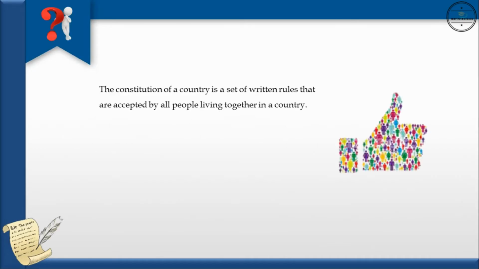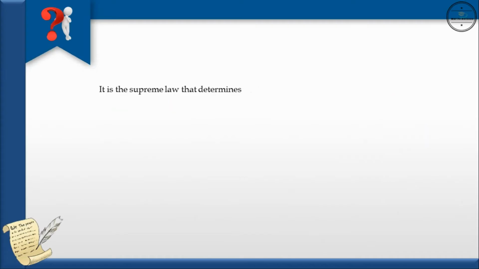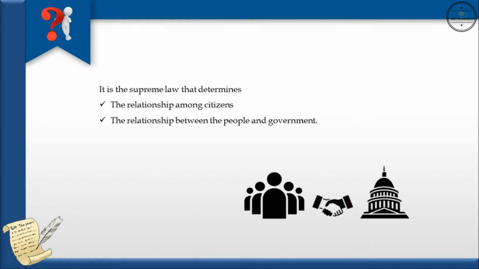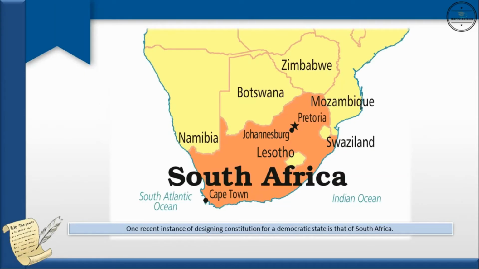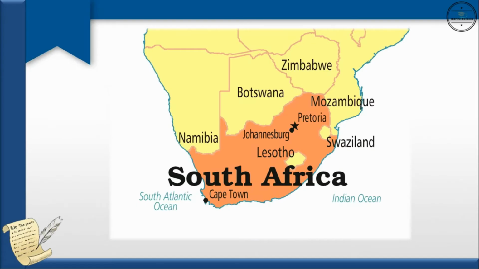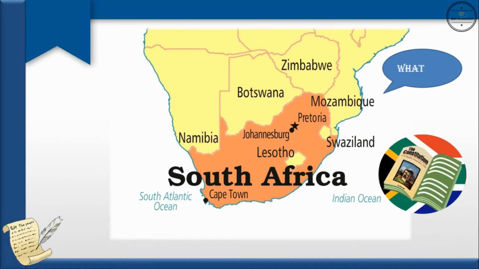The constitution of a country is a set of written rules that are accepted by all people living together in a country. It is the supreme law that determines the relationship among citizens and also the relationship between the people and government. One recent instance of designing a constitution for a democratic state is that of South Africa. We begin this chapter by looking at what happened there and how the South Africans went about this task of designing their constitution.